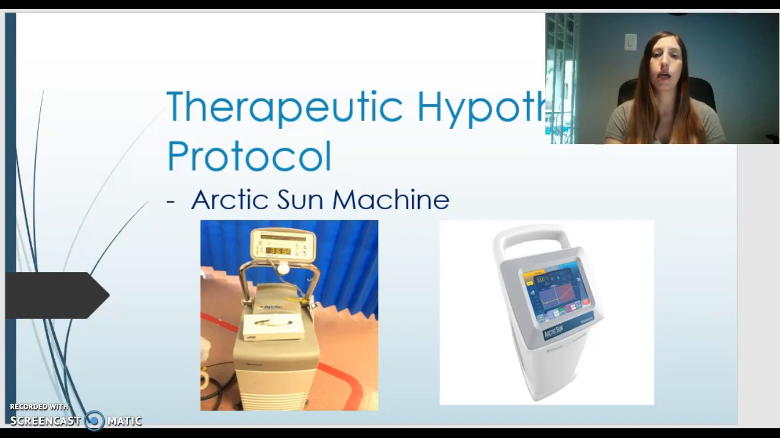On this first slide, I included two pictures. The first picture on the left is an older model of the Arctic Sun machine, and the picture on the right is the newest model, the Arctic Sun Machine 5000. The main difference between these two models is that the newest model on the right includes a large touch screen that displays information available to the user, and we will go over the information that is displayed on the screen.